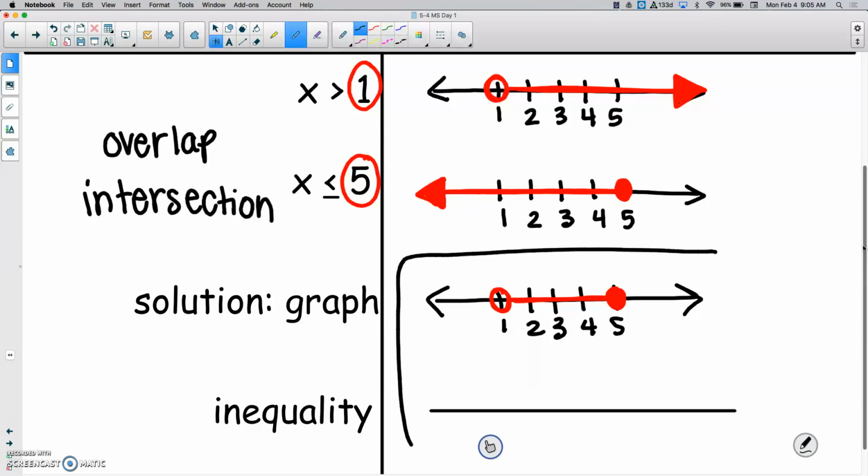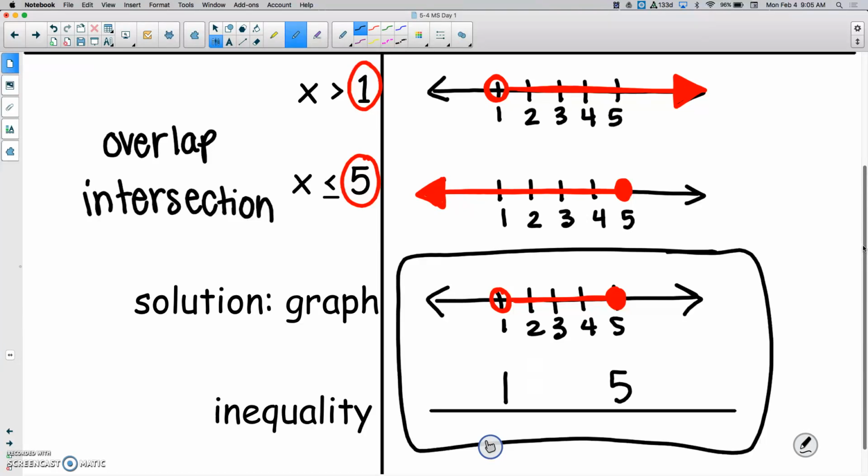Now, I also need to write an inequality to go with this graph. So there are two pieces here to the solution. To write the inequality in interval form, it starts at 1 and it ends at 5. X can be anywhere in between 1 and 5. Now, I'm going to look at my original inequality over here for my symbol. X is less than or equal to 5, like that.